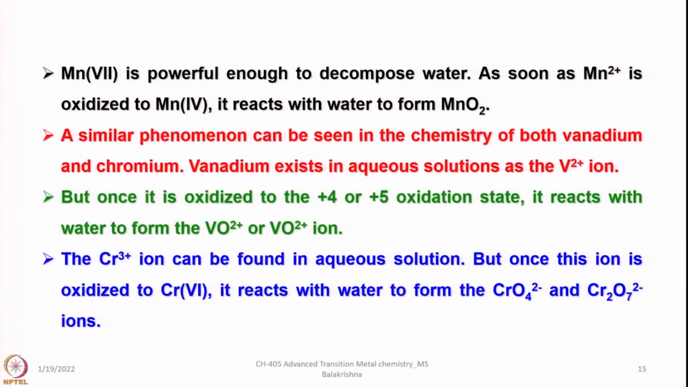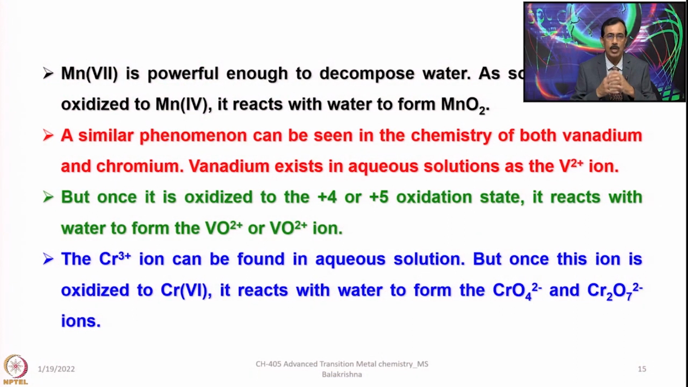Vanadium exists in aqueous solution as the V2+ ion, but once it is oxidized to +4 or +5 oxidation state, it reacts with water to form VO2+ or VO2+ ion. Similarly, chromium(III) ion can be found in aqueous solution, but once this ion is oxidized to chromium(VI), as in the case of potassium dichromate, it reacts with water to form CrO4 2- and Cr2O7 2- ions.